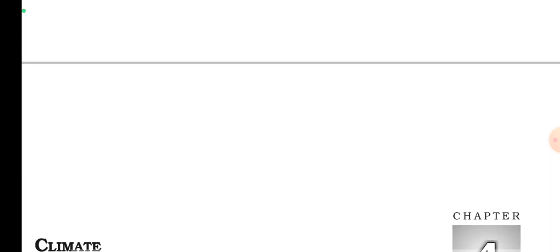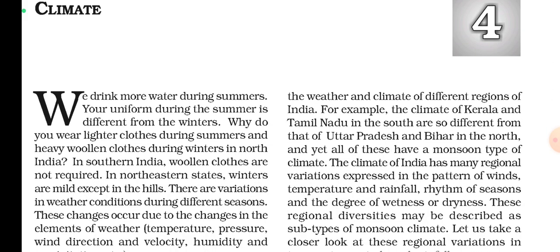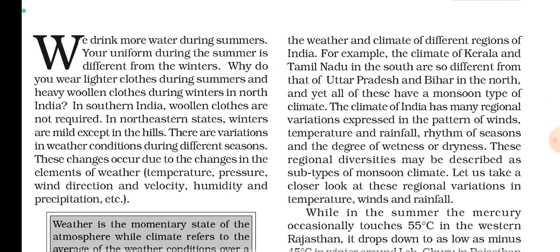Let us see what is in the chapter: Climate, Vegetation and Soil. This is Chapter 4. We drink more water during summers. Your uniform during summer is different from the winters. Why do you wear lighter clothes during summers and heavy woolen clothes during winters in North India? In southern India, woolen clothes are not required.